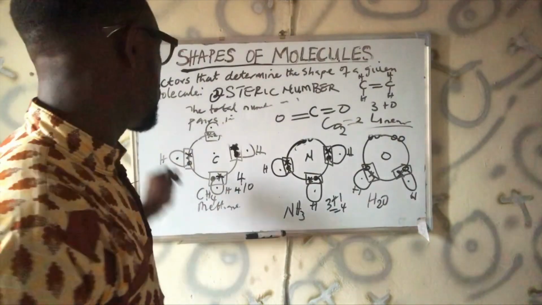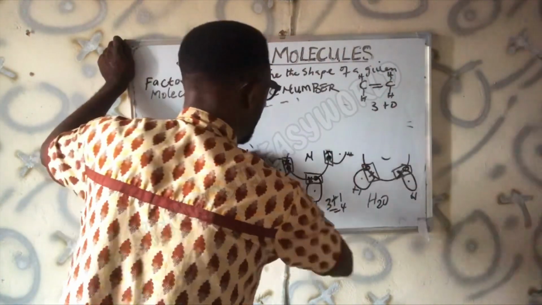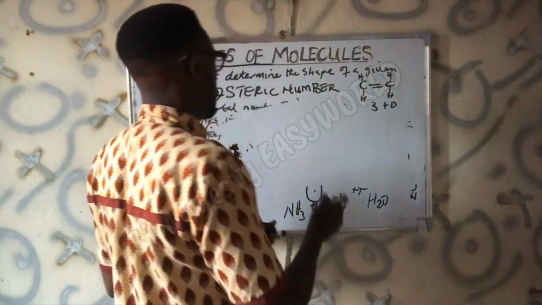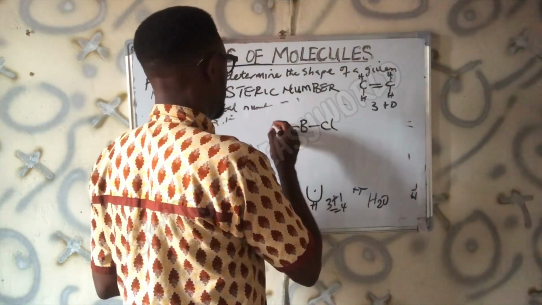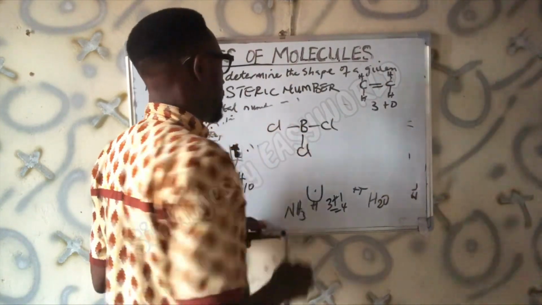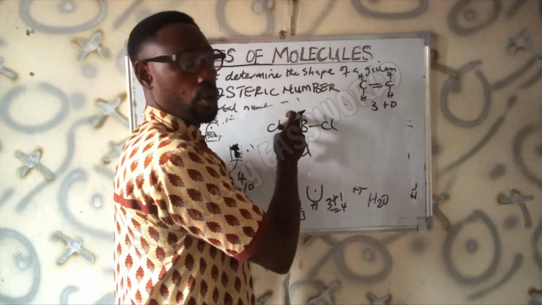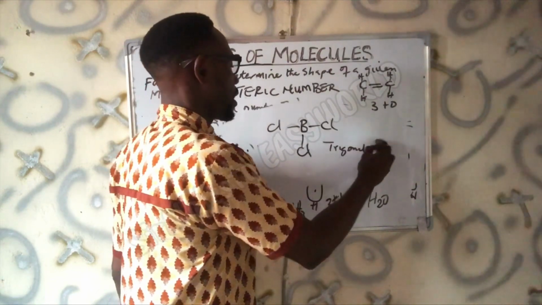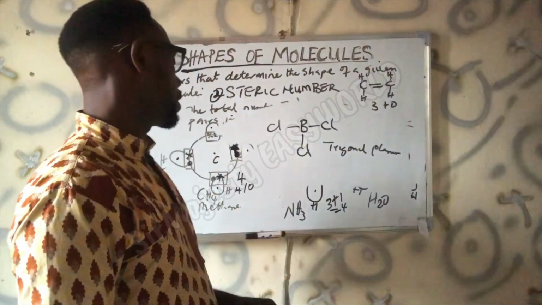Okay, we can take other examples. Let's see boron fluoride. Boron fluoride will have this shape, and automatically it has 0 lone pair and 3 bond pairs. So the shape is going to be trigonal planar, and the bond angle is nothing but 120.